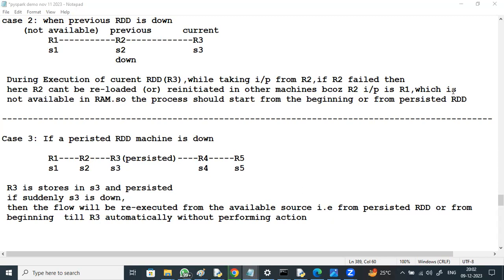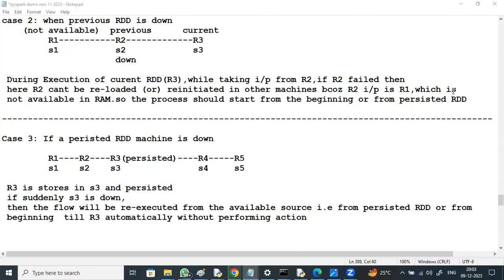So now we are executing a flow where R3 is not being used, but we are using other persisted RDDs. In that time, if the system holding R3 goes down, then without any action, it will recompute and persist R3 again. Yes. So whenever any persisted RDD machine is down, the flow execution automatically happens again to repersist it. So we need not worry about it.